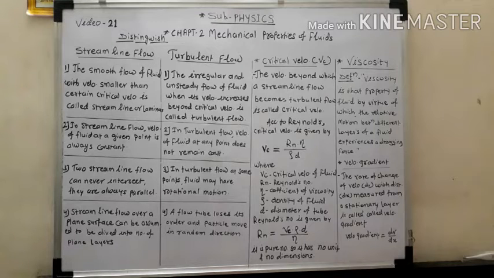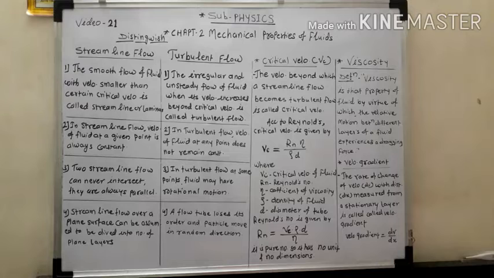So what is meant by the steady flow? A measurable property such as the pressure or the velocity of the fluid at a given point should be constant, which is called a steady flow. Then what is the streamline flow? The streamline flow is also called a laminar flow. It is a steady flow in which the adjacent layers of the fluid move smoothly over each other, and the velocity is smaller than a certain critical velocity, which is called the streamline flow.